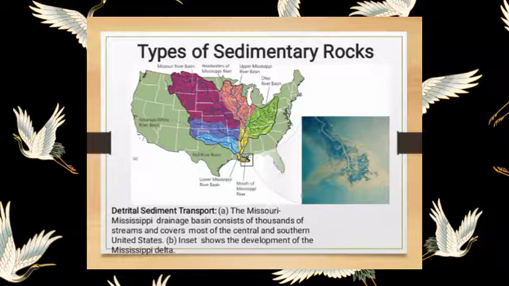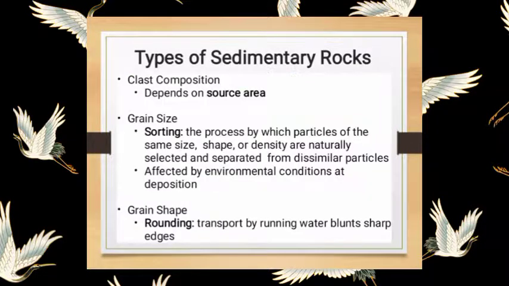So, detrital sediment transport. The Missouri-Mississippi drainage basin consists of thousands of streams and covers most of the central and southern United States. B. Inset shows the development of the Mississippi Delta. So, the clast composition depends on the source area.